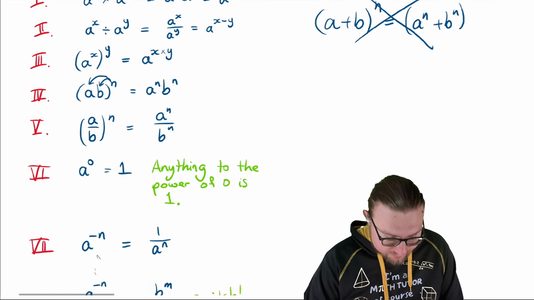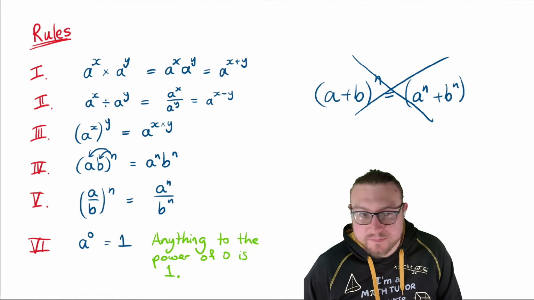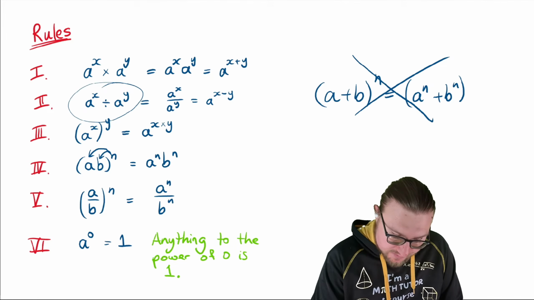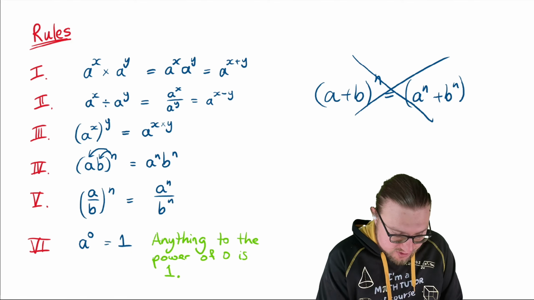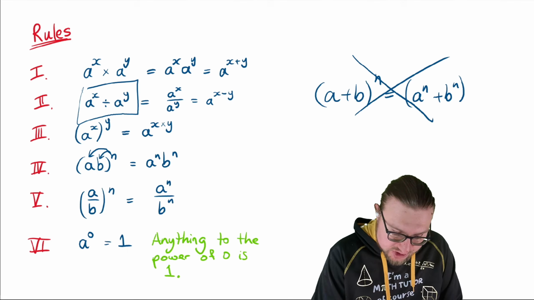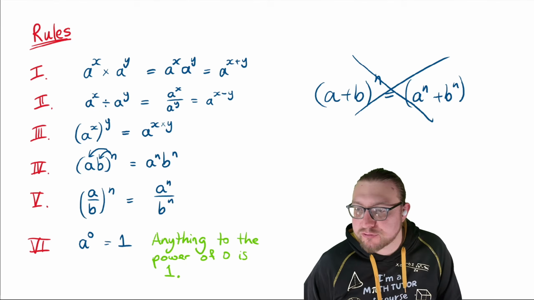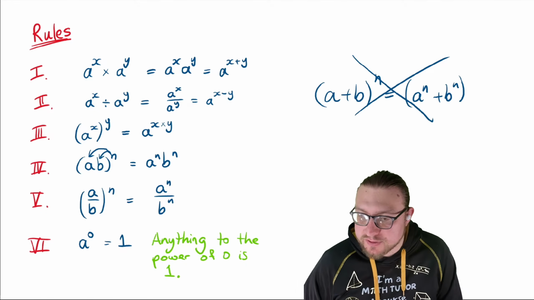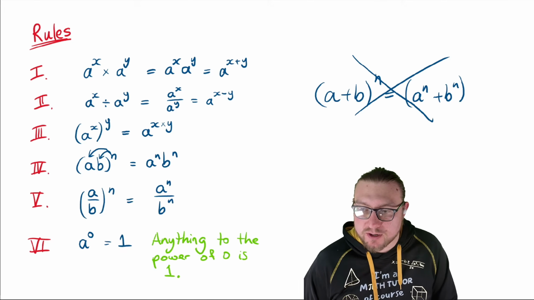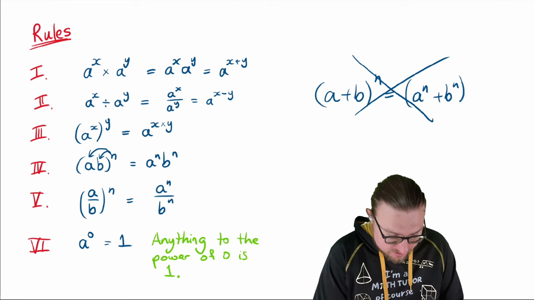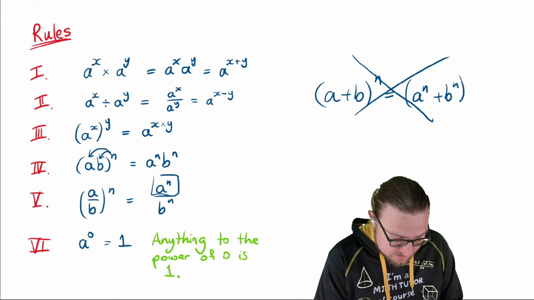Okay, number 5, if we have division, and here it's kind of the same as this one, but I like to have them a little bit separate because students that usually see this as division don't usually transfer this to this. So if we have a fraction, then the power goes to the top and the power goes to the bottom. We have a to the n and b to the n.